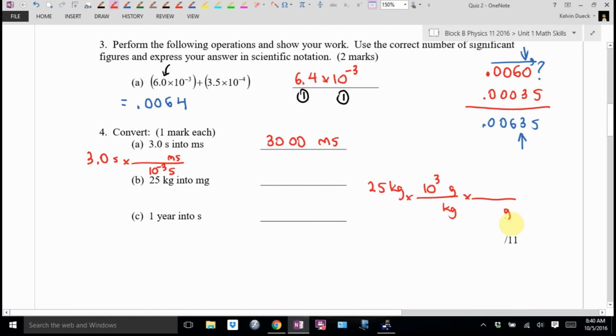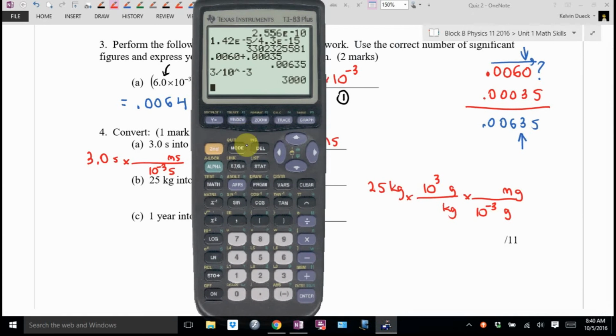Then I want grams to cancel. I want milligrams left behind and on the top. And so there's going to be a 10 to the negative 3. Where? Where the milli isn't. I get 25 times 10 to the third divided by 10 to the negative 3.